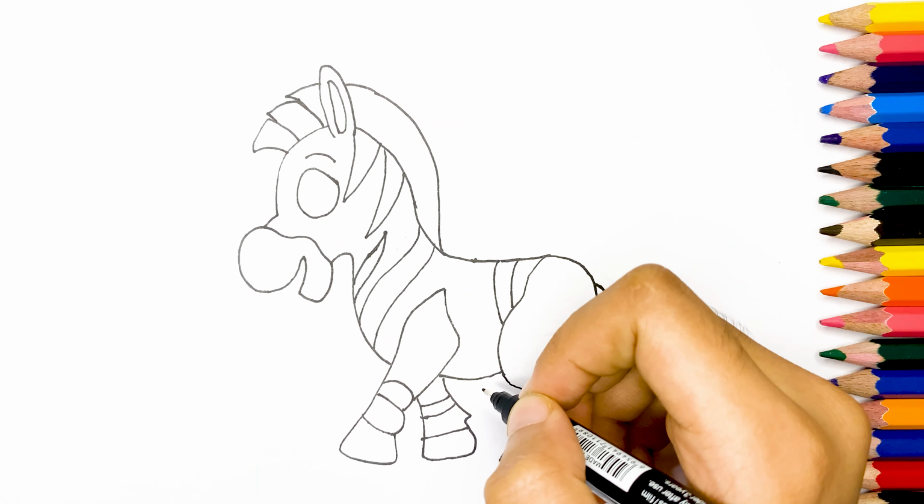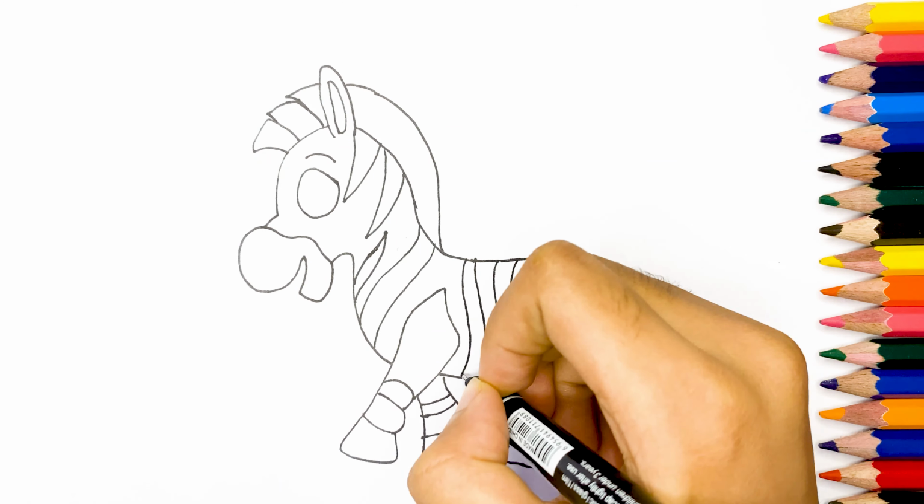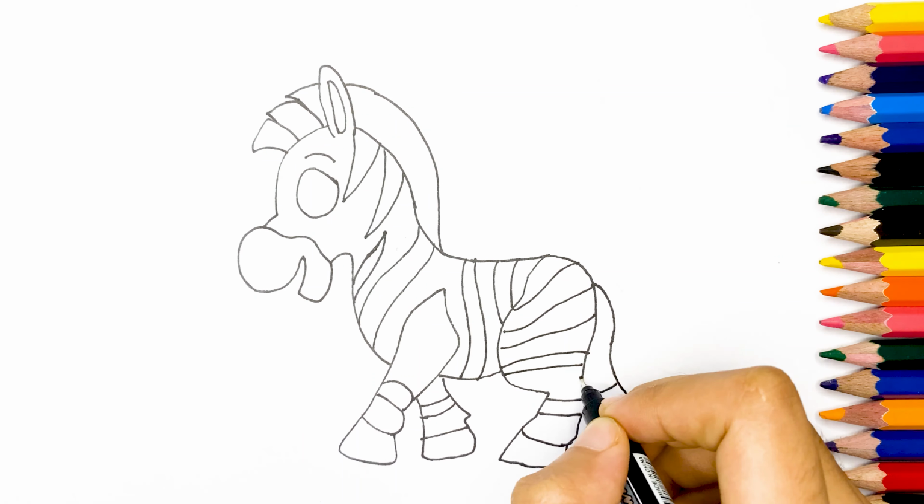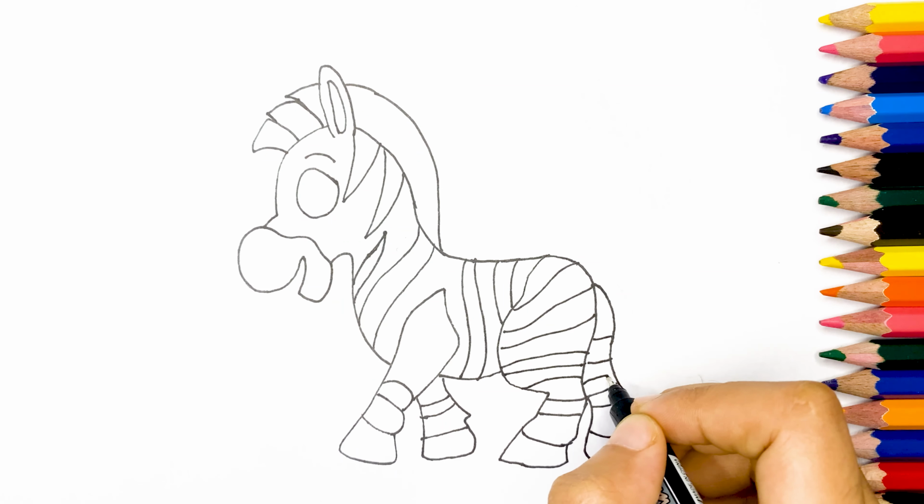Zebras live in Africa and love to eat grass. They stay together in groups called herds to help keep each other safe.